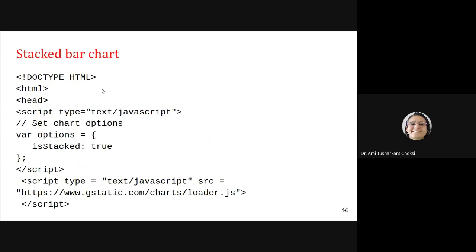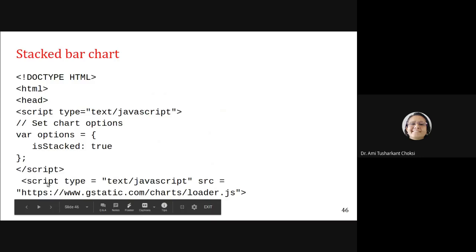Doc type HTML. HTML start, head is there. Then after, as we want to have the stack bar chart, the important thing is in options we must be setting isStacked: true. This is what is a must to have the stack bar chart. Fine. Variable options is equal to isStacked: true. This is what is a must.